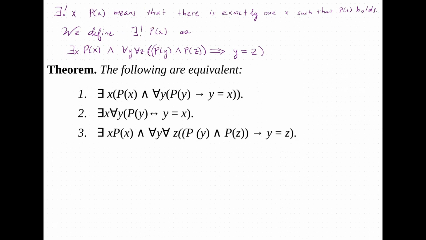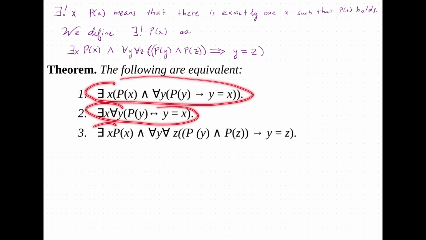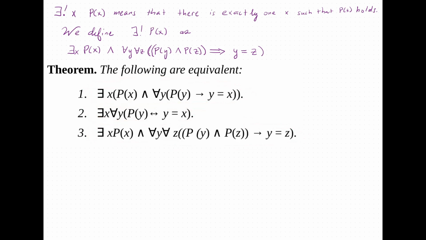Now, in the textbook, the following theorem is proven, and I'm not going to go through the proof of this in today's video, but please read the proof of the theorem. What it says is that each of these three logical forms are equivalent. And so it goes through the proof. What I want to focus on instead is showcasing how a proof that does existence and uniqueness goes.